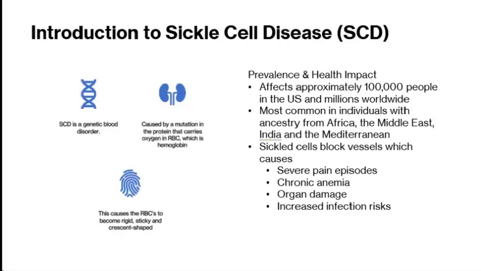In the U.S., approximately 100,000 people are affected by this, and it's millions worldwide. More prevalent in Middle Eastern, African, Indian, and Mediterranean ancestry. Sickle cells that block vessels and capillaries can cause severe pain episodes, chronic anemia, organ damage, and increased infection risks.